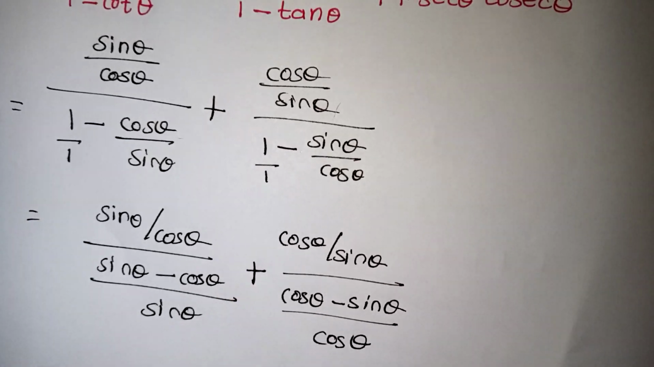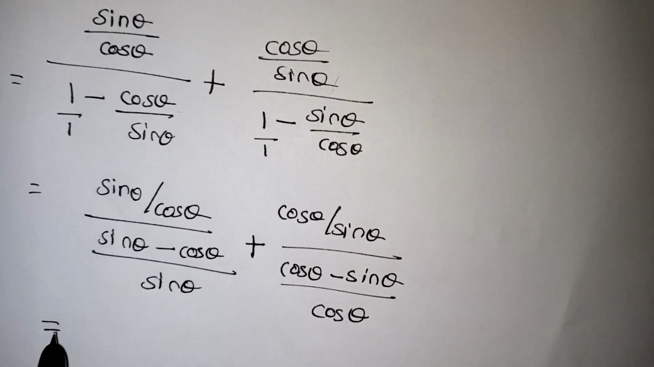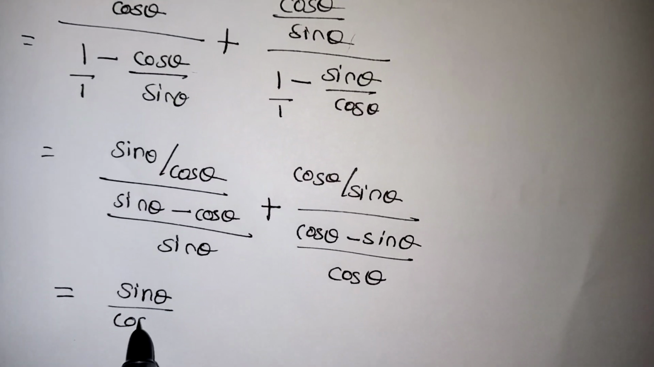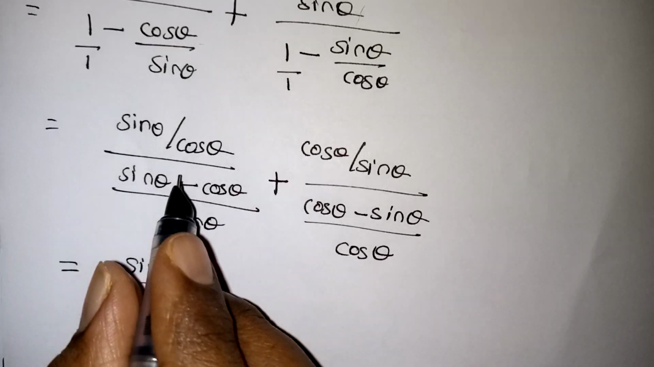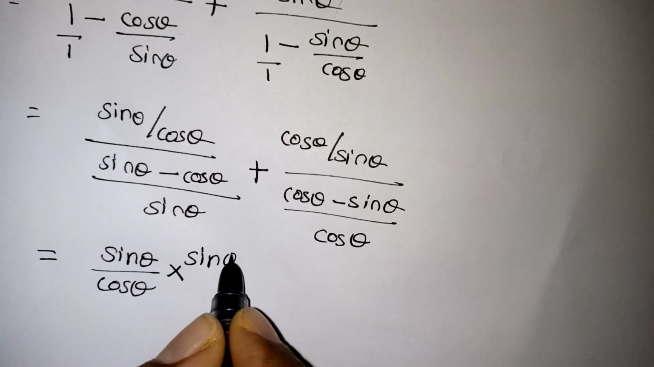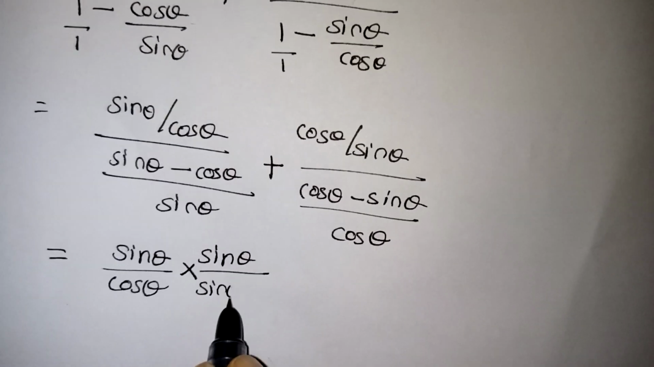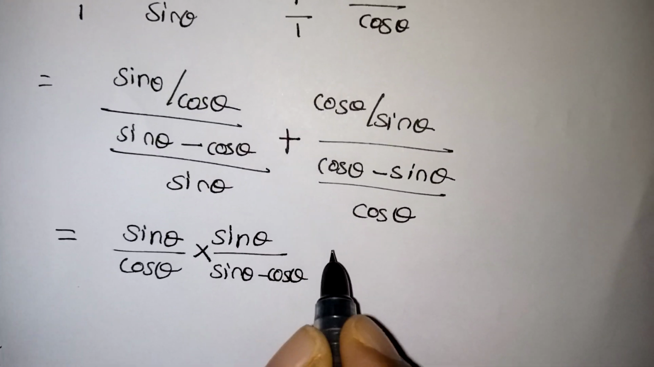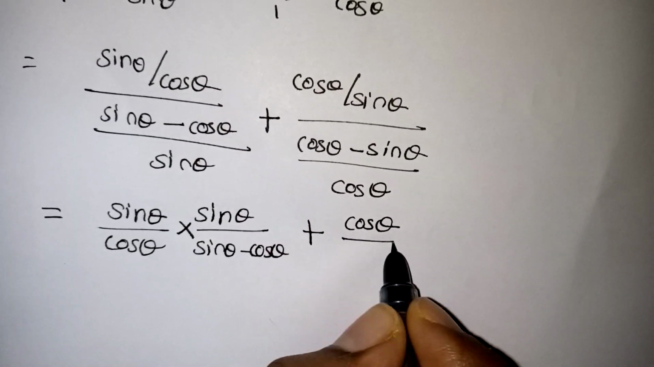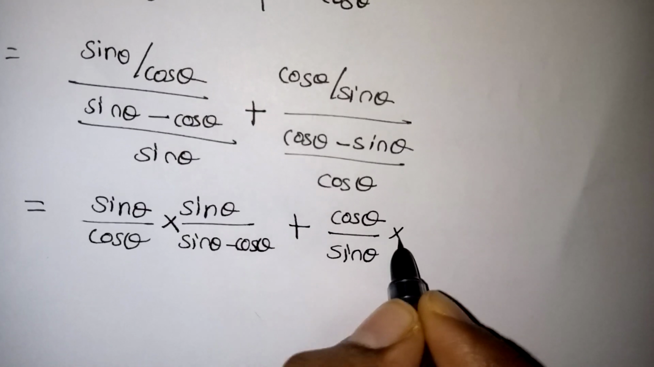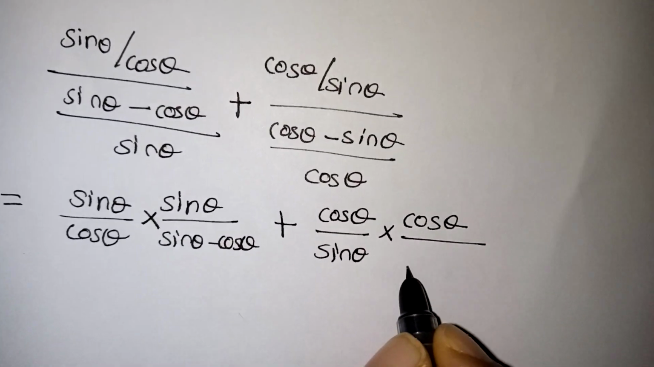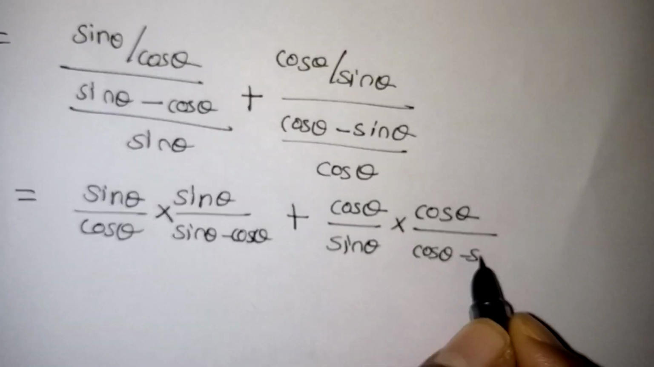Now the denominator I am going to take to the numerator, it will become reciprocal. So numerator first you keep as it is, sine theta by cos theta. Denominator term we are going to take to the numerator, it will become reciprocal. So sine theta will go up, divided by sine theta minus cos theta coming down like this. Plus the same way here also, numerator we are keeping as it is, that is cos theta by sine theta. Denominator I am going to the reciprocal. So cos theta by cos theta minus sine theta I am taking.